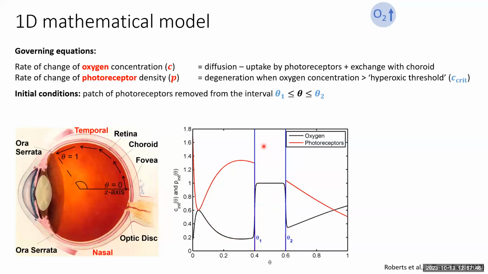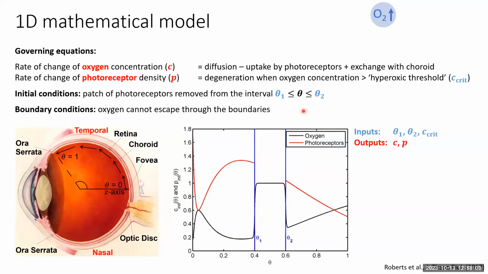And then lastly, to close the system, we need things called boundary conditions, which say what happens at the edges of our domain. What we're saying is that oxygen can't escape from the fovea because of the symmetry of the problem. And for simplicity, we're saying it can't escape from the ora serrata. So to summarize, the inputs to this model are the boundaries of this patch of degeneration and the hyperoxic threshold, and the outputs are the evolving concentration of oxygen and photoreceptor density through space and over time.